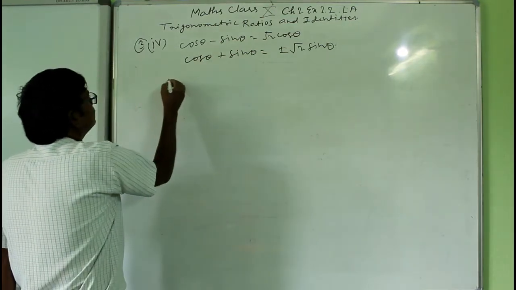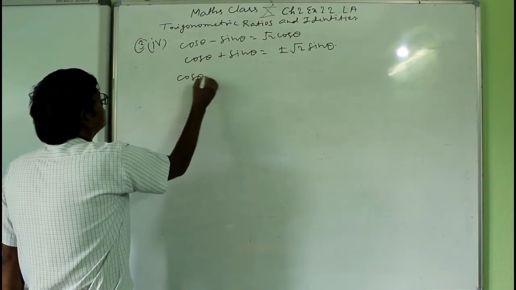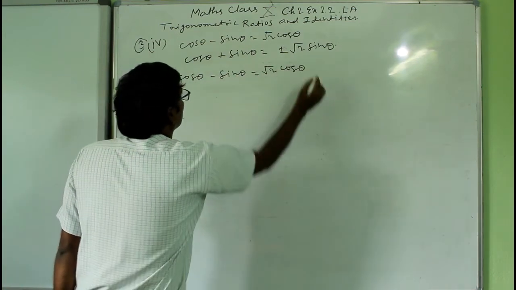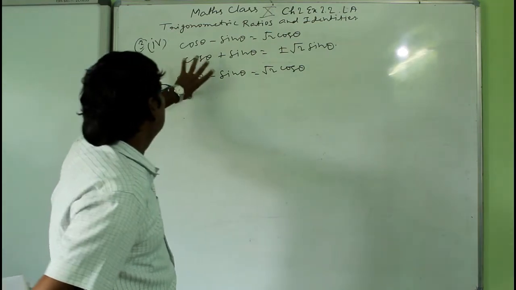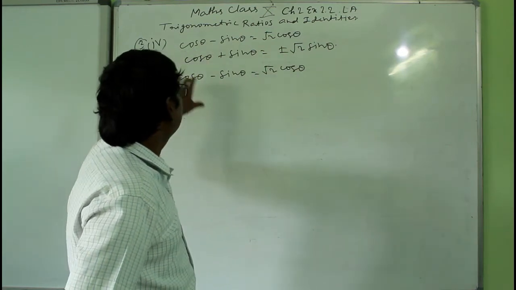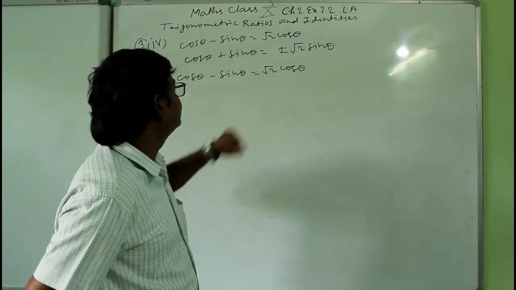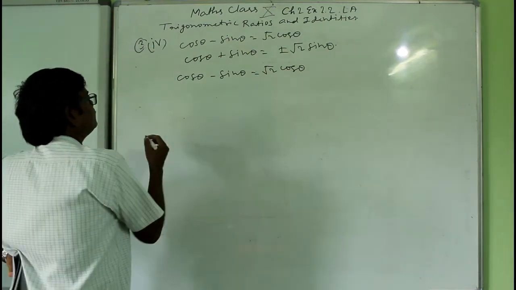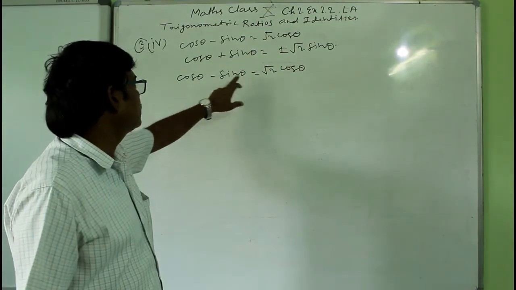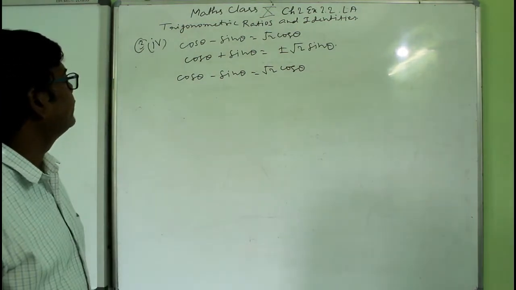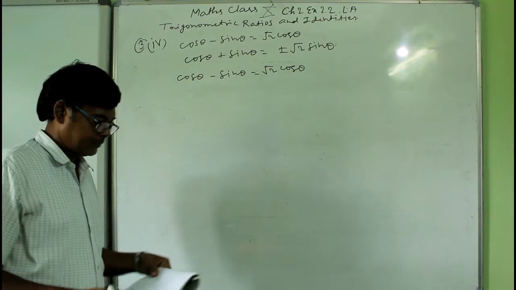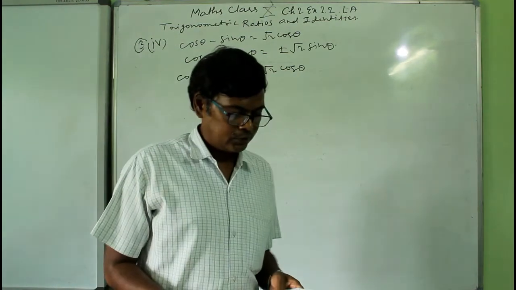So we will start with this, that is cos theta minus sin theta equal to root 2 cos theta here. Now see here that it is cos theta plus sin theta, and this is equal to this here. That is we have to bring here cos theta plus sin theta. Okay, so how will we do it? If you square it, then you will get cos square theta plus sin square theta plus 2 sin theta cos theta equal to 2 cos square theta. Okay, but in this we have to square it.